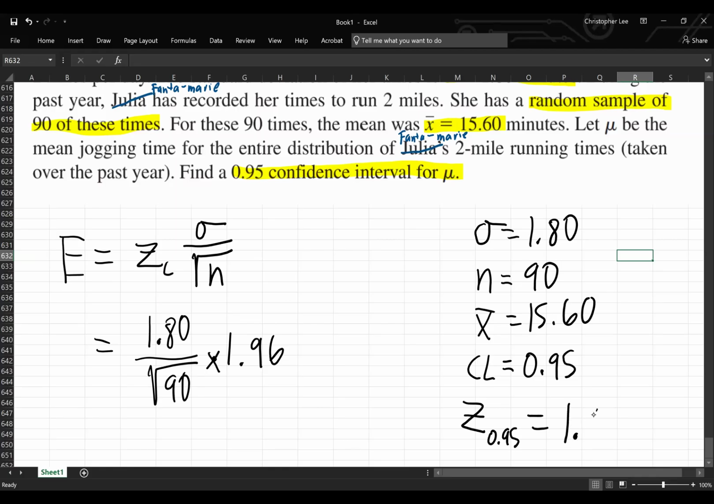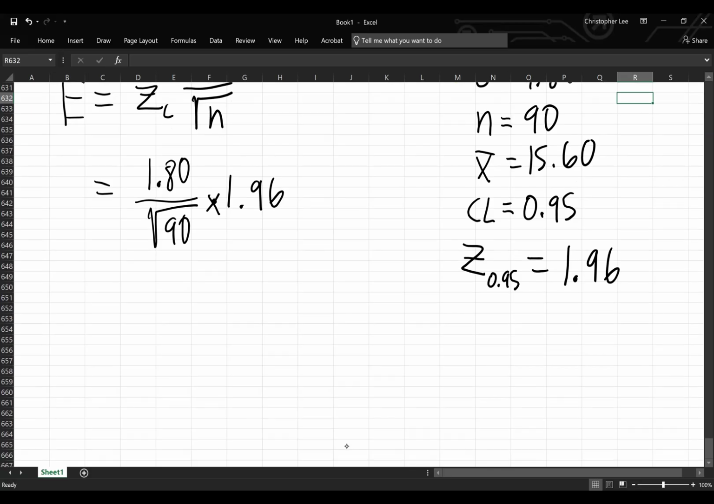This is 1.96. Okay. After this, a little bit of calculator. Can I assume we all know how to do this in the calculator, or y'all need to see it done? You need to see it done? All right.